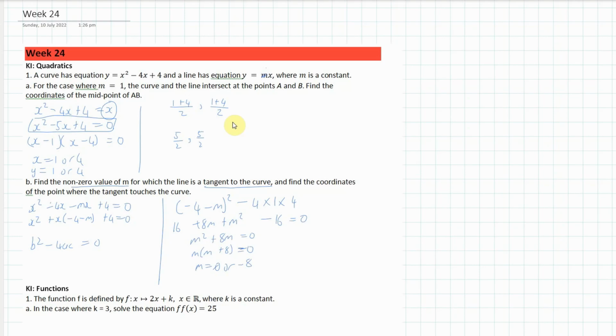And then we've got to find the coordinates of the point on the curve where the tangent touches the curve. Okay, so when m equals negative 8, we've got x squared minus 4x plus 4 equals negative 8x, and we just bring that across, and we'll get x squared plus 4x plus 4 equals 0. So I think we get x plus 2 all squared equals 0. So x equals negative 2, and then we take this negative 2 and put it into the equation to get our y value.